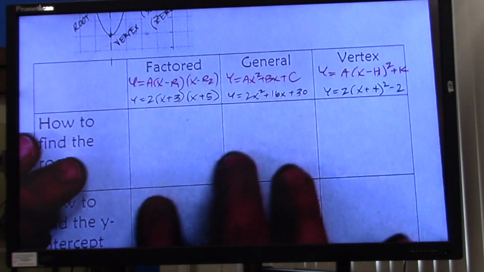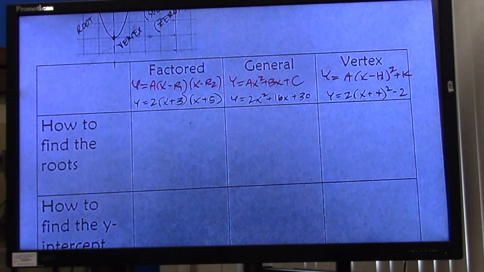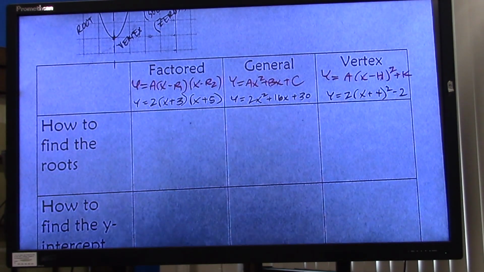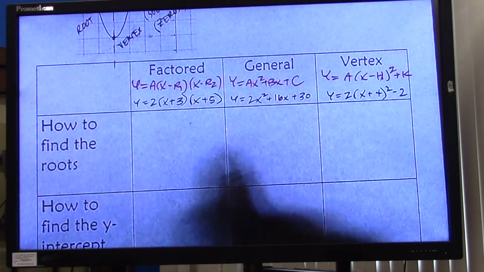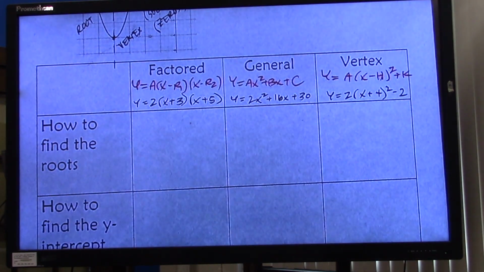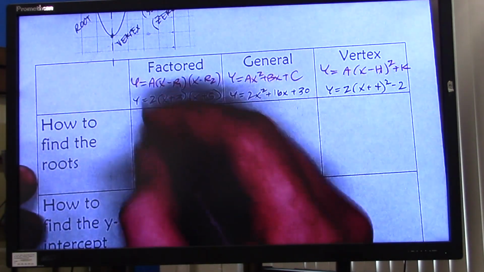Now, from each of these 3 directions, you have to be able to find all of the important parts. So this unit gets a little bit overwhelming with all of the different ways to find the same things, and we'll go through that here. So we'll hopefully sort it out. How to find the roots?